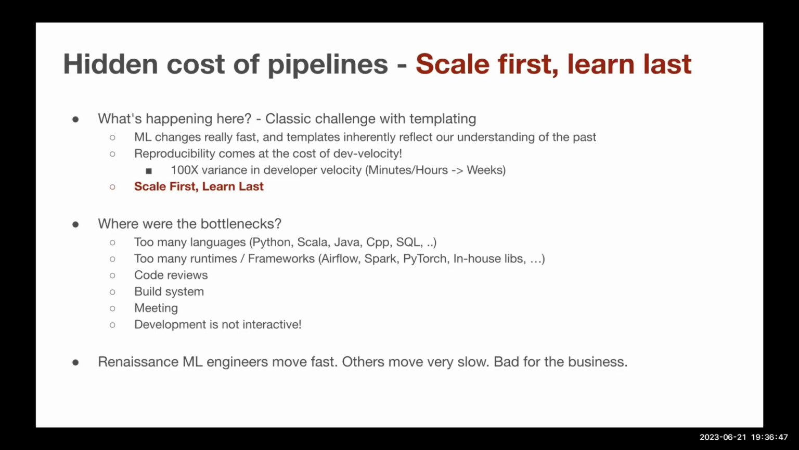The reality then is that Renaissance ML engineers who are so good at doing everything, they are good plumbers, they know how to model, they have intuition, these people can move fast. But most of us are not Renaissance ML engineers, and we are all going to be moving very slow, and that's bad for the business.